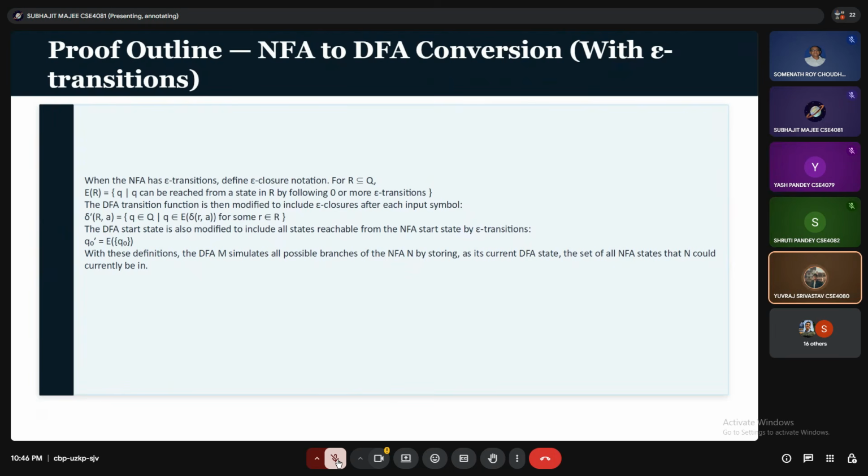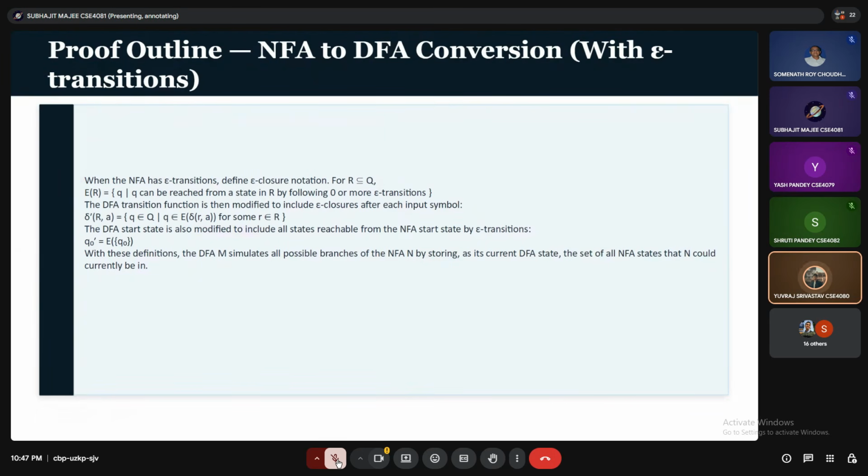So now, NFA to DFA conversions with epsilon transitions. We expand to handle NFAs that include epsilon transitions, which are moves the machine makes without reading any input symbol. To do this, we introduce a concept called epsilon closure, which includes the state itself plus every other state it can reach just by following the epsilon arrows.